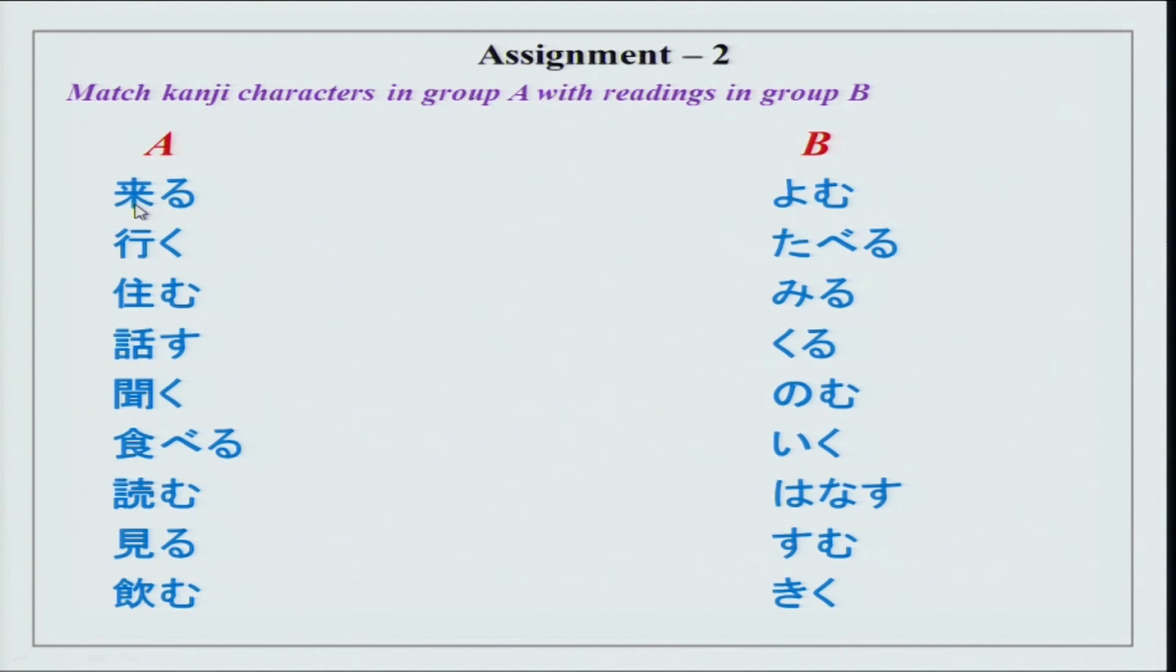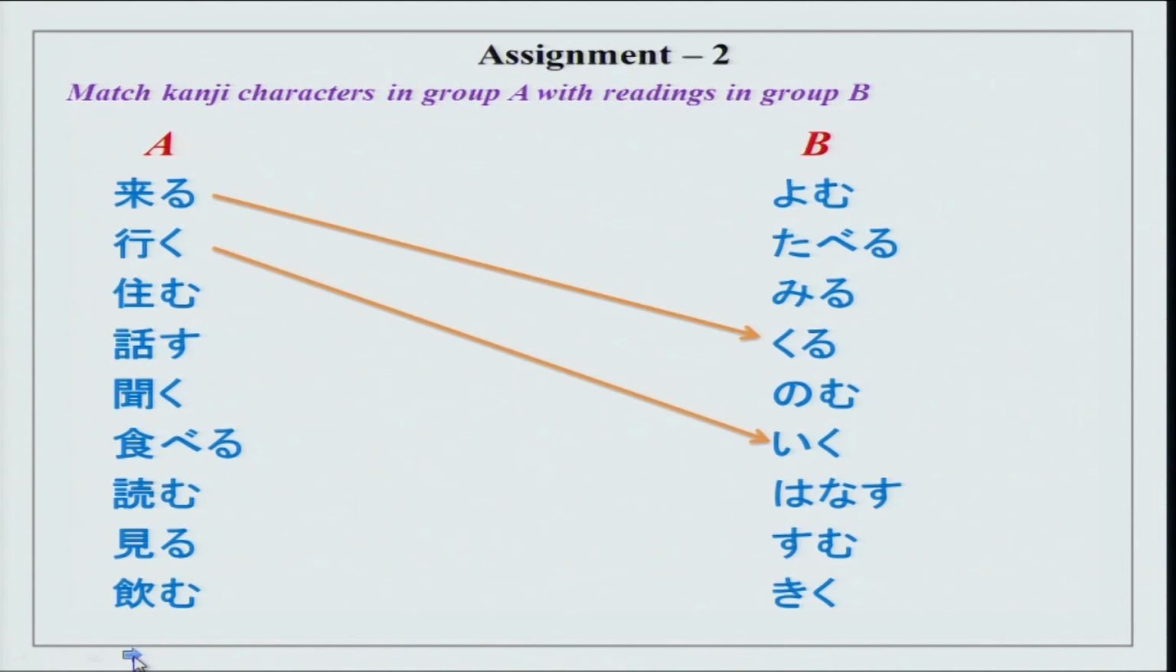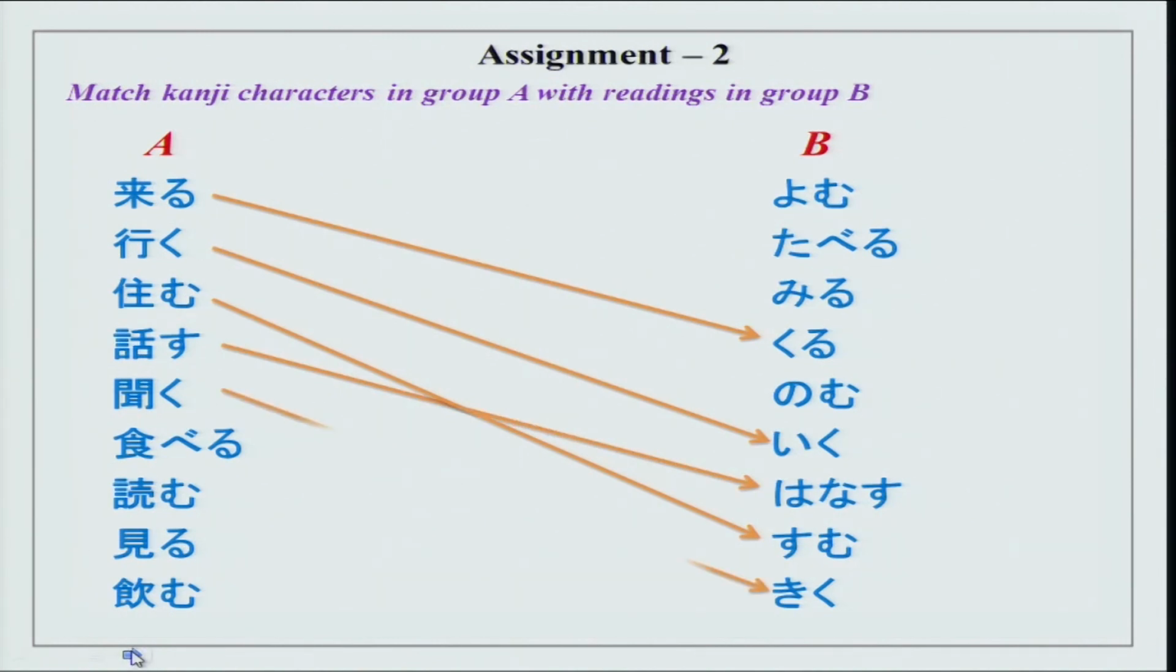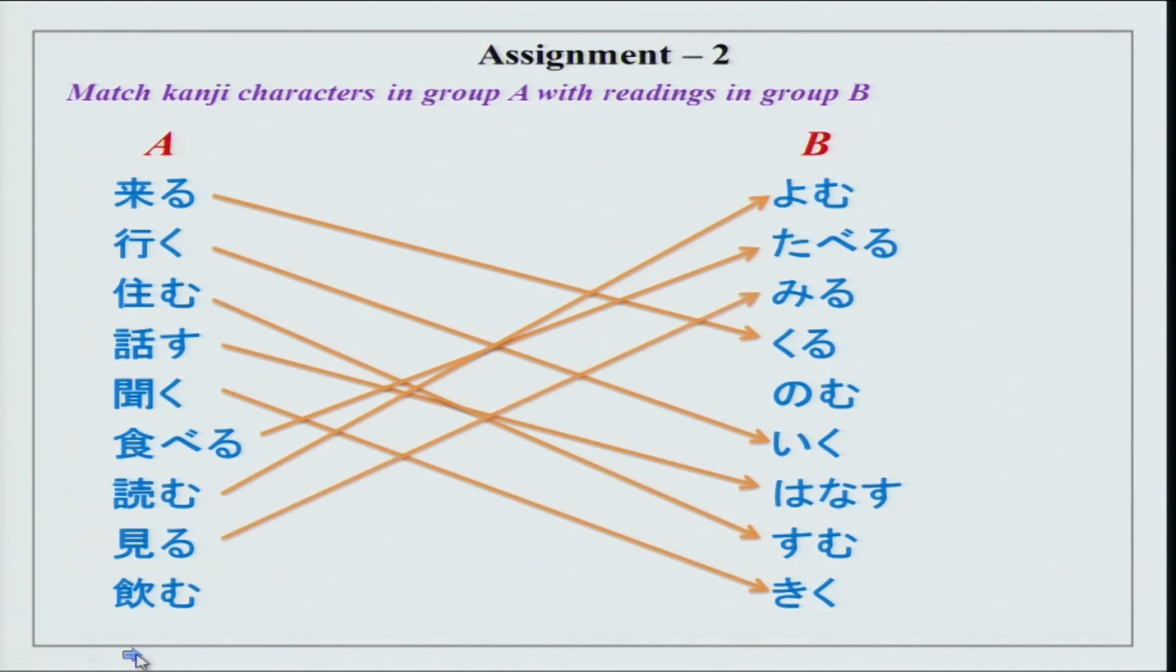So, the first one is kuru, which is to come. Then the second one is iku, sumu, sumu is to live, hanasu is to talk, as you already know, kiku, taberu, yomu, miru, nomu. So, these are your verbs in hiragana over here.